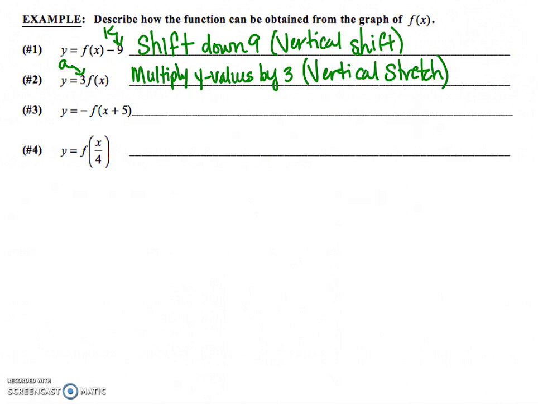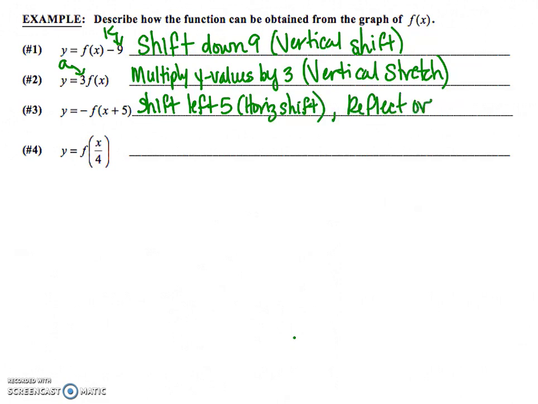Number 3, we have two things going on. Okay, that negative sign out in front of the graph is a reflection over the x-axis. And then that +5 inside is a horizontal shift. Now, with transformations, order matters. It's kind of like PEMDAS. You have to start on the inside and you have to work our way out. So technically on this one, you would shift left 5 first. Okay, so that's a horizontal shift. And then after you did your shift, you would reflect over the x-axis. That negative sign in front is a reflection.